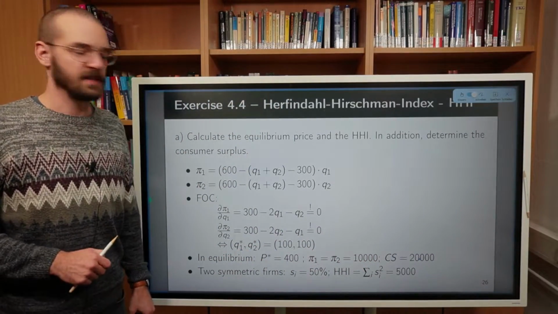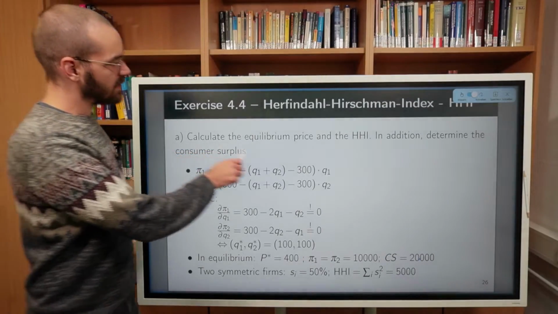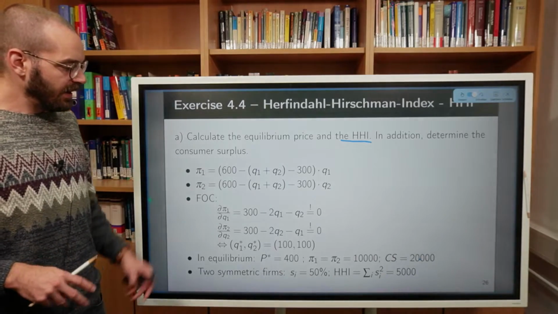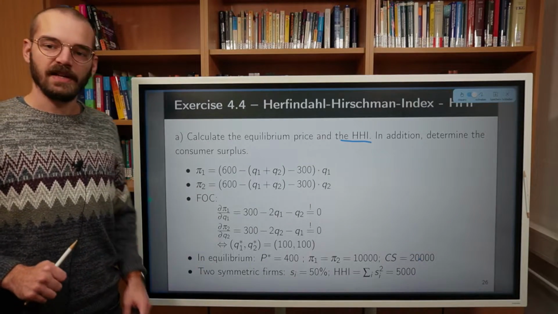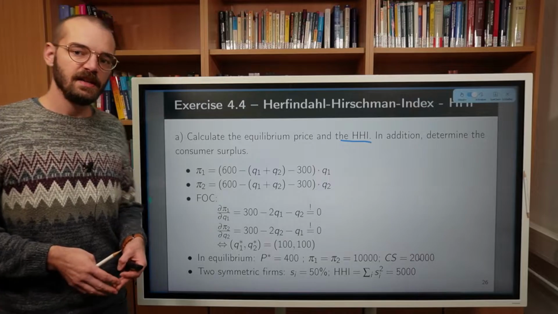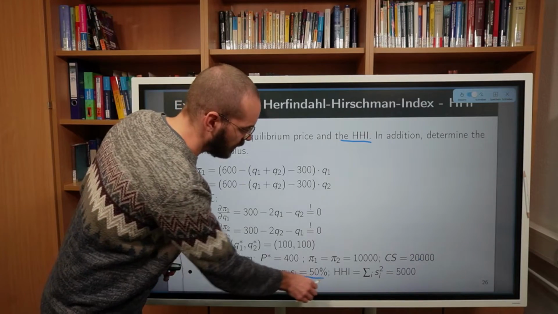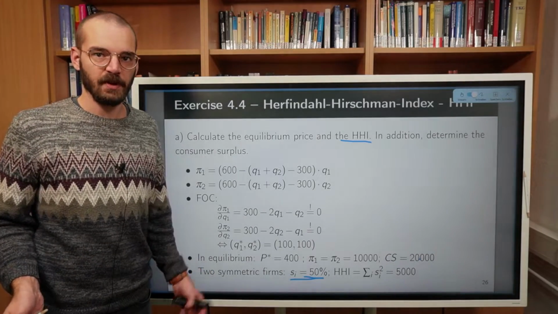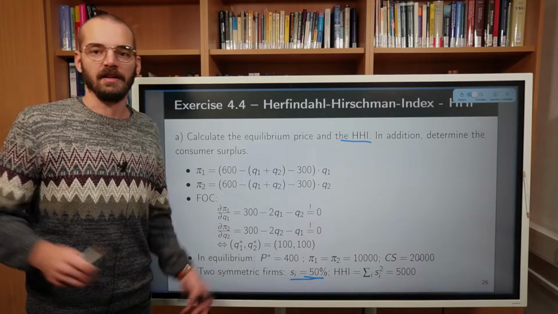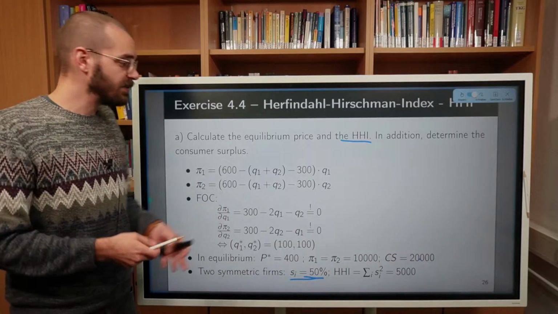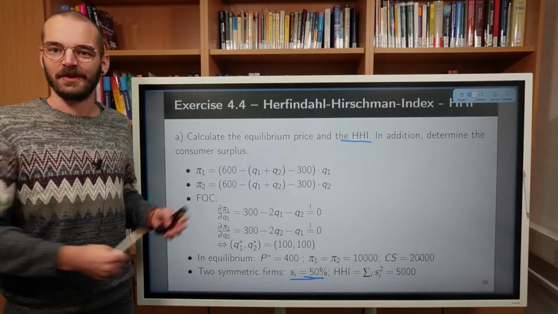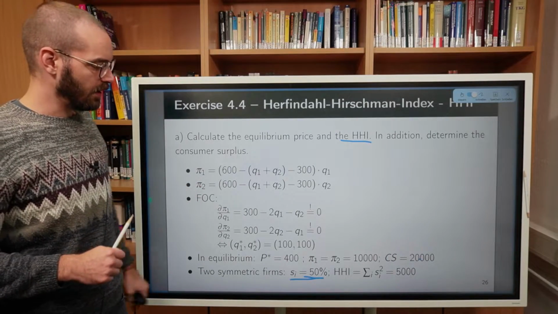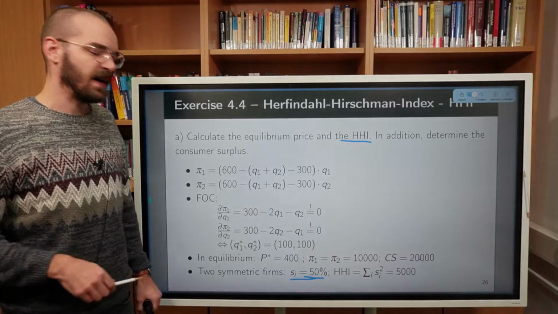Now to the new part. We are also asked to calculate the HHI. In this case, where both firms are symmetric, it is quite easy to see that their respective market share, s_i, takes a value of 50% for both firms. Both firms serve 50% of the market because they are symmetric. We wouldn't even have to calculate the market equilibrium to know this. Two symmetric firms, so both firms serve 50% of the market.